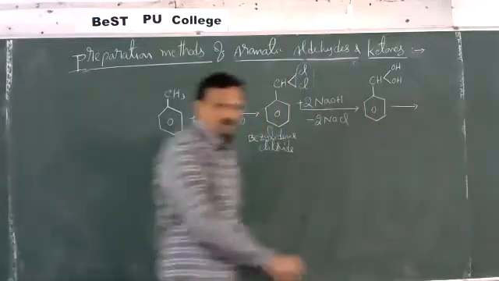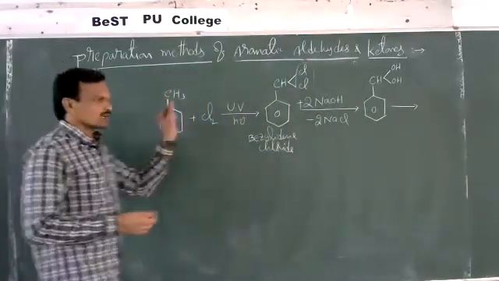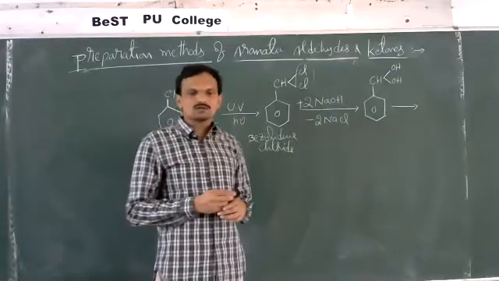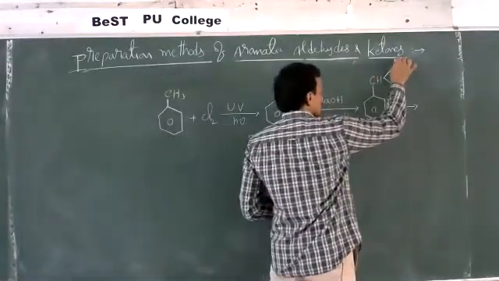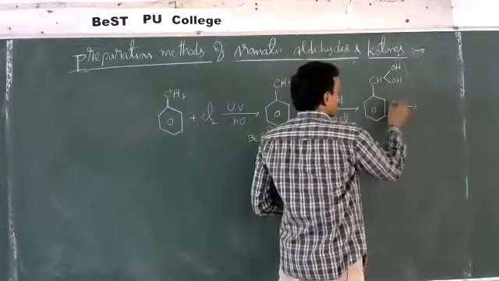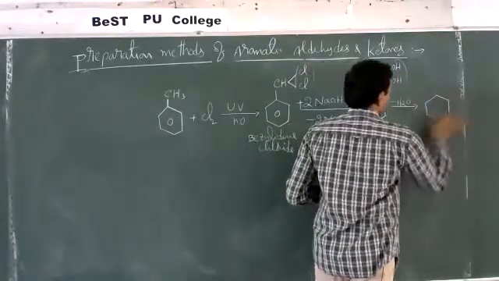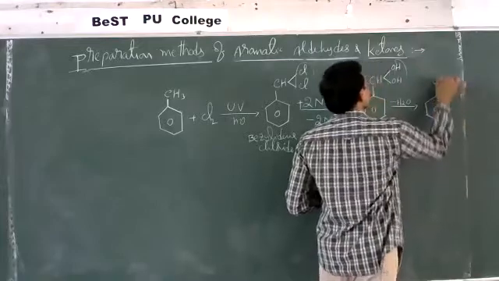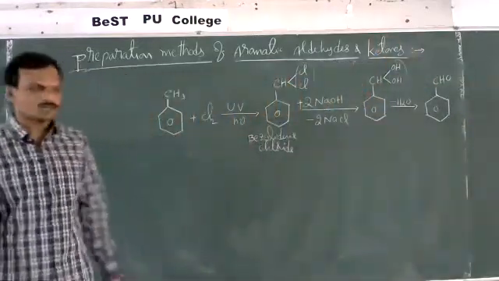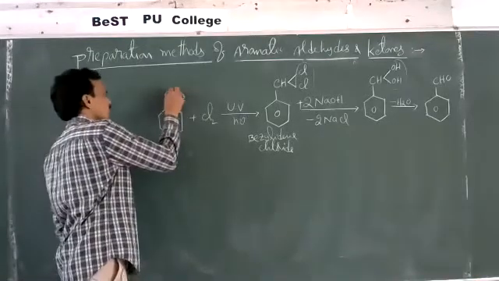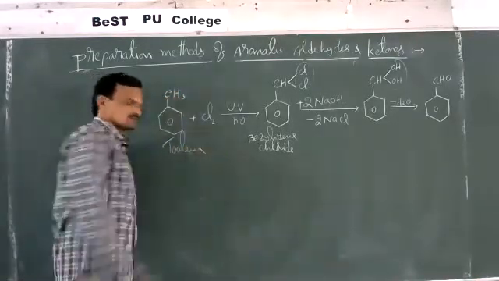But on the same carbon, if two or more OH groups are there, the compound is unstable due to steric hindrance. Now, from these two OH groups, a water molecule gets eliminated spontaneously and gives benzaldehyde, C6H5CHO. This is, see once again, methyl benzene, nothing but toluene.